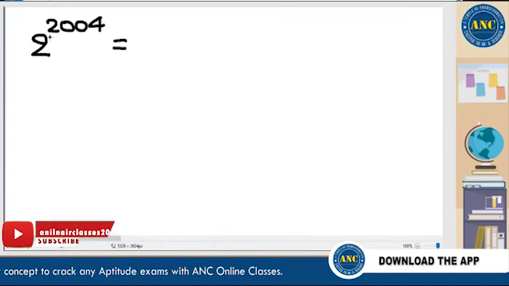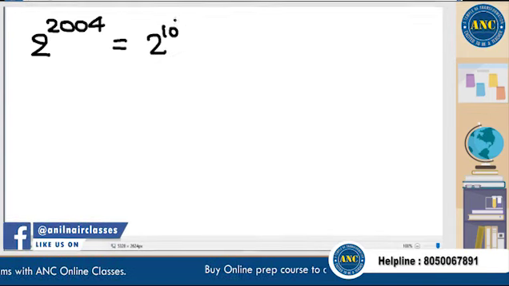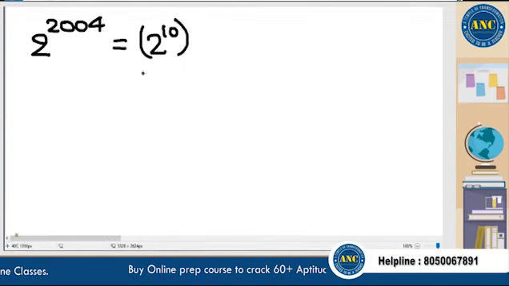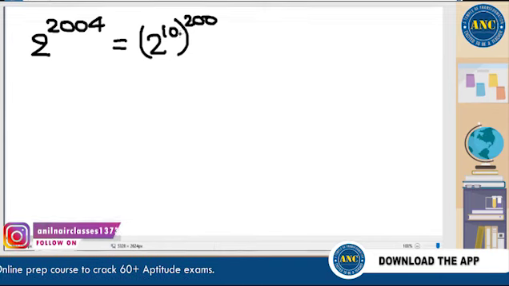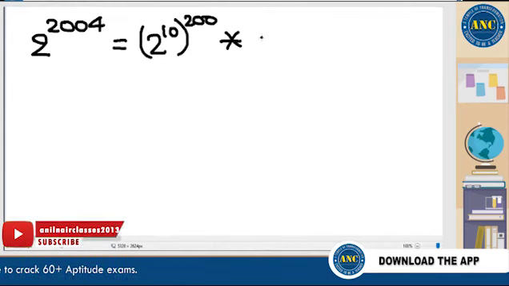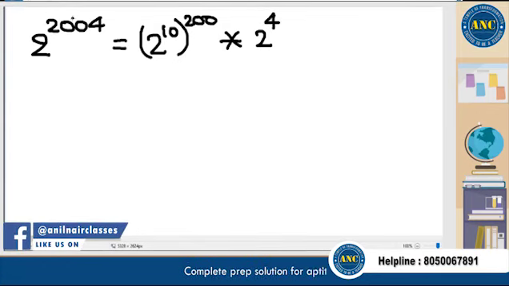Whenever you have 2, 4, 6, 8, make use of the special number 2 power 10. I will write this 2 power 2004 as (2 power 10) power 200. This became 2 power 2000, but I want 2004, so multiply with 2 power 4. So this is totally 2004. Right? Now listen carefully, sir.